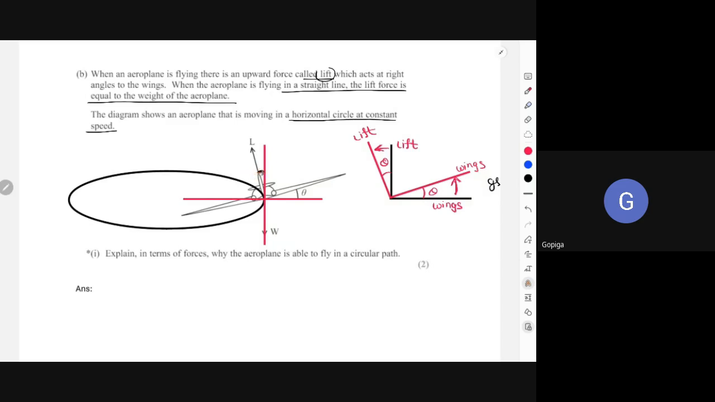In order to find that, I'm explaining this diagram. Your wings and lift are always 90 degrees to each other, and in order to move on a circular pathway, your wings got lifted by theta degrees. So obviously your lift will also shift by theta degrees from the vertical plane.